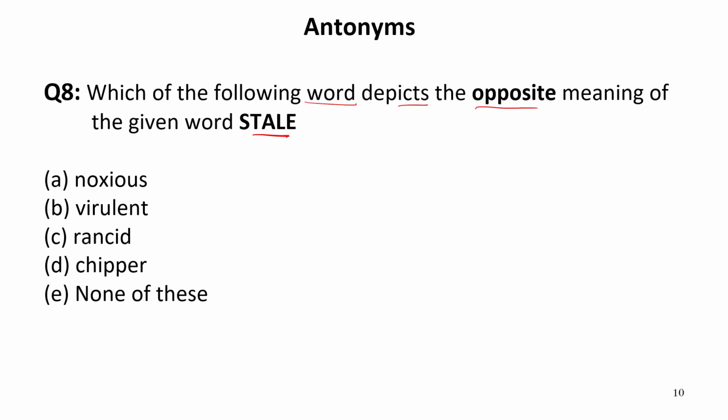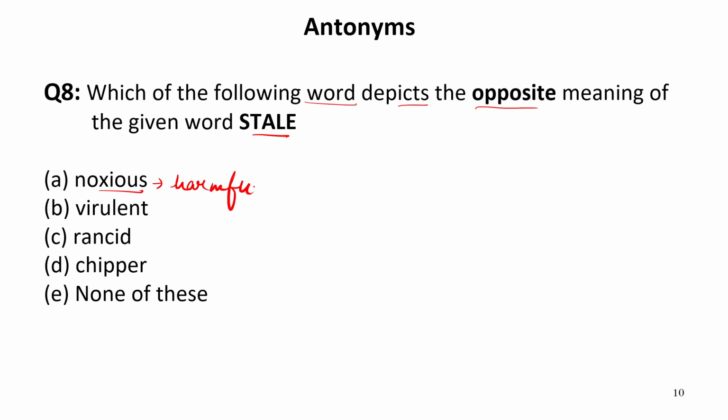That is the food which was cooked earlier, but now it has been staled. So, stale means unfresh, that is not fresh. Now, let us see the options. We have option noxious. Noxious means something which is toxic, something which is poisonous, harmful. So, we can say this is harmful.